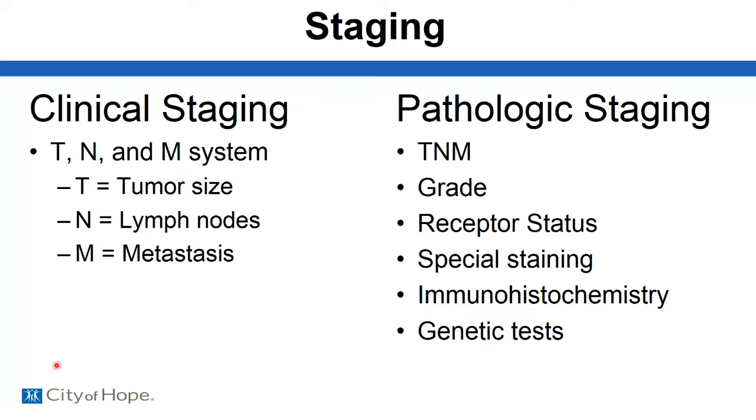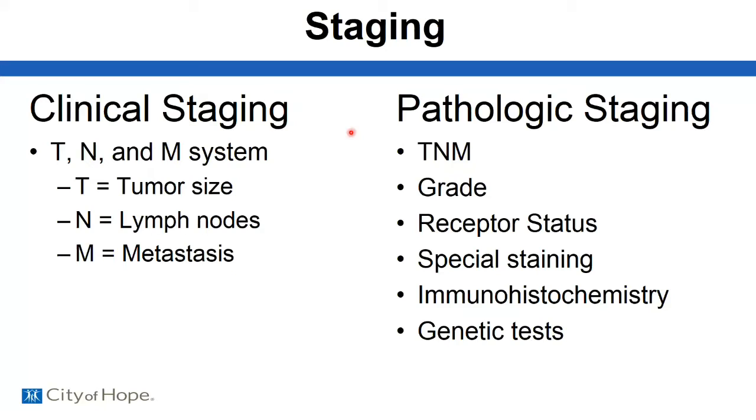So staging of breast cancer is typically done based upon what's called the T, N, and M system. The T stands for the tumor size or what it involves. N stands for the lymph nodes. How many are there, where are they, and are they involved? And the M stands for metastasis, has it spread any place?